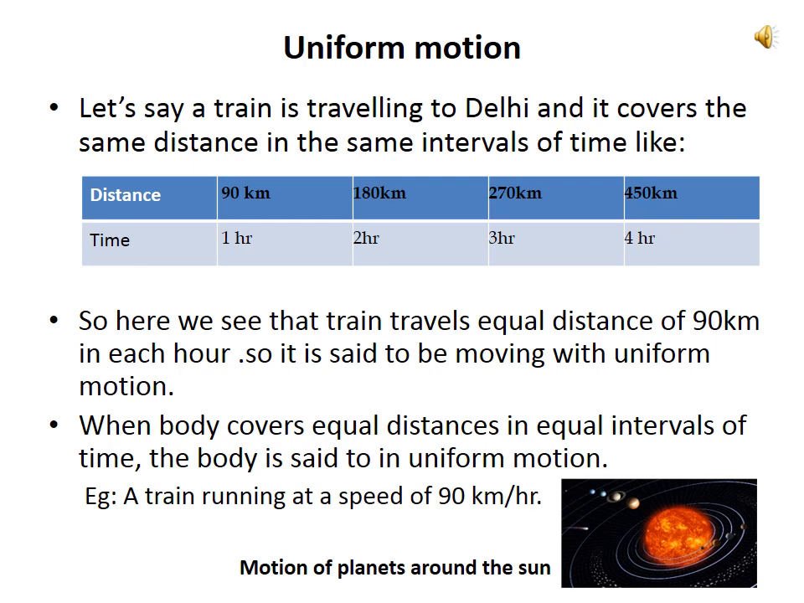Yes. Another example: motion of planets around the Sun. They revolve at a constant speed, so the distance traveled in every equal time period is always equal. One more example: a train running at a speed of 90 km per hour. If it is uniform motion, yes, we can assume it is uniform motion.